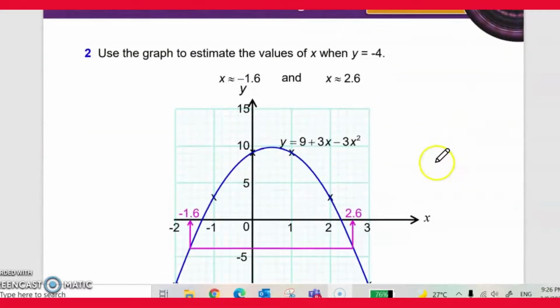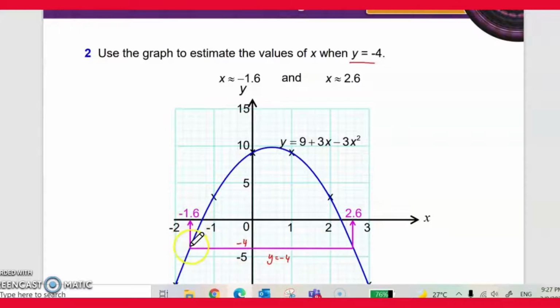Okay, so next we go to the next question. Use the graph to estimate the value of x when y equal to negative 4. So when y equal to negative 4, we make a line at y equal to negative 4 until it meets both sides of the function.